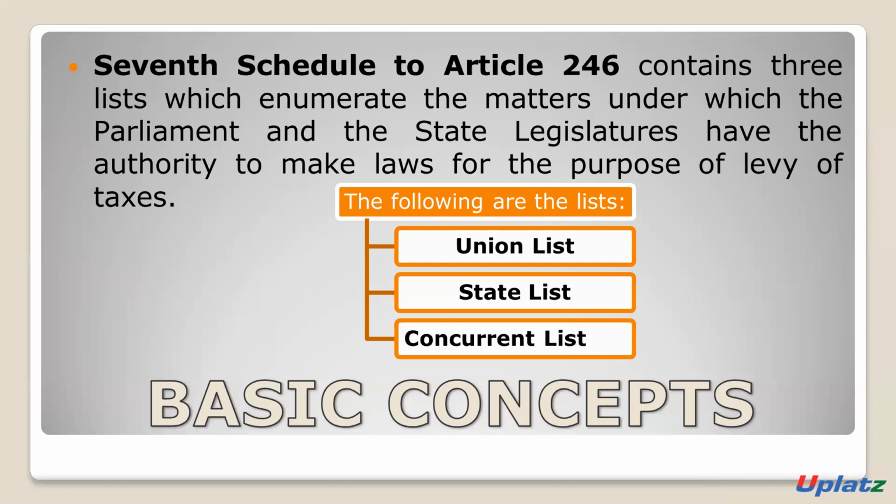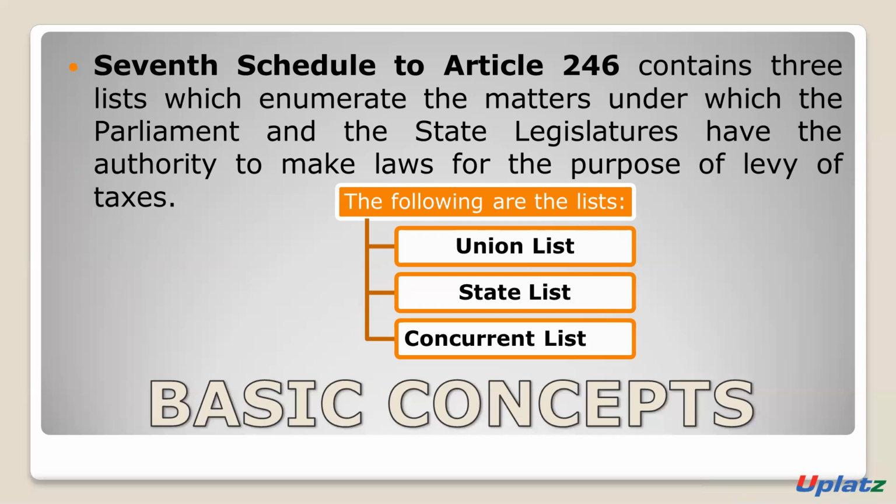As per the provision, the Parliament and the state legislature have the power to make laws in respect of those matters which are given in the Seventh Schedule to Article 246 of the Constitution of India. So the Seventh Schedule to Article 246 contains three lists.